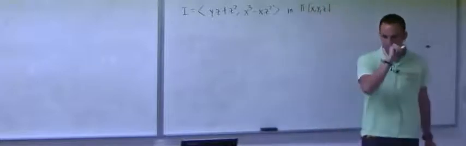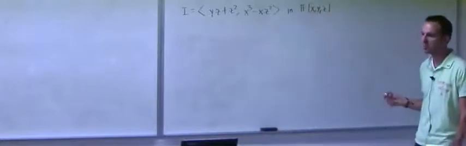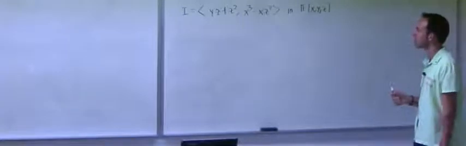YZ. Z squared minus xz squared. Okay, that's an ideal in the polynomial ring in 3 variables. Okay, and let's say that I ask you to compute its Hilbert function or its Hilbert series. Okay, how are you going to do it?